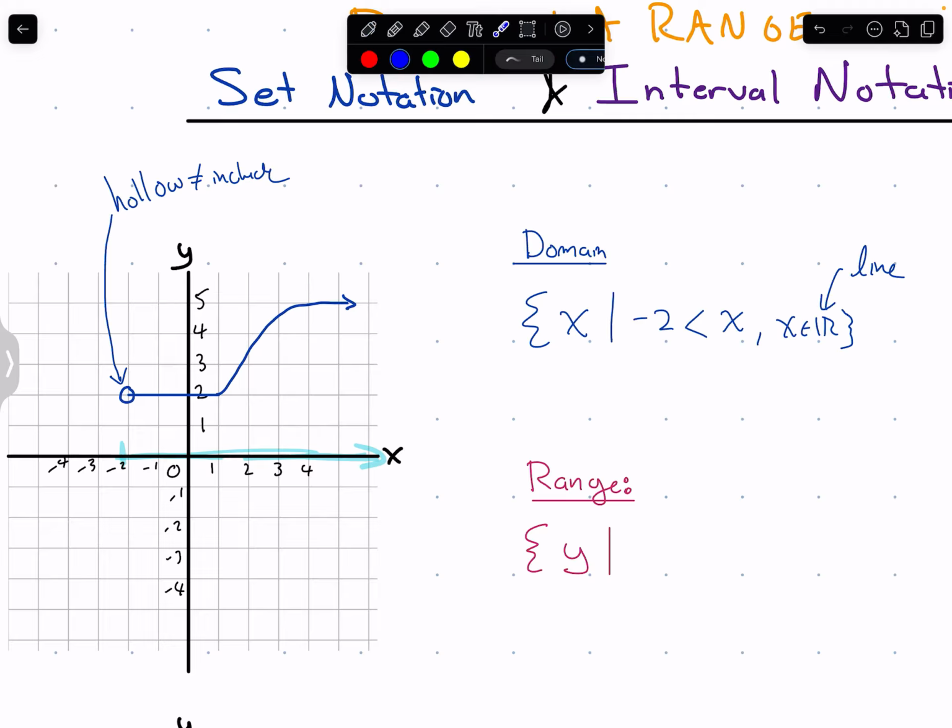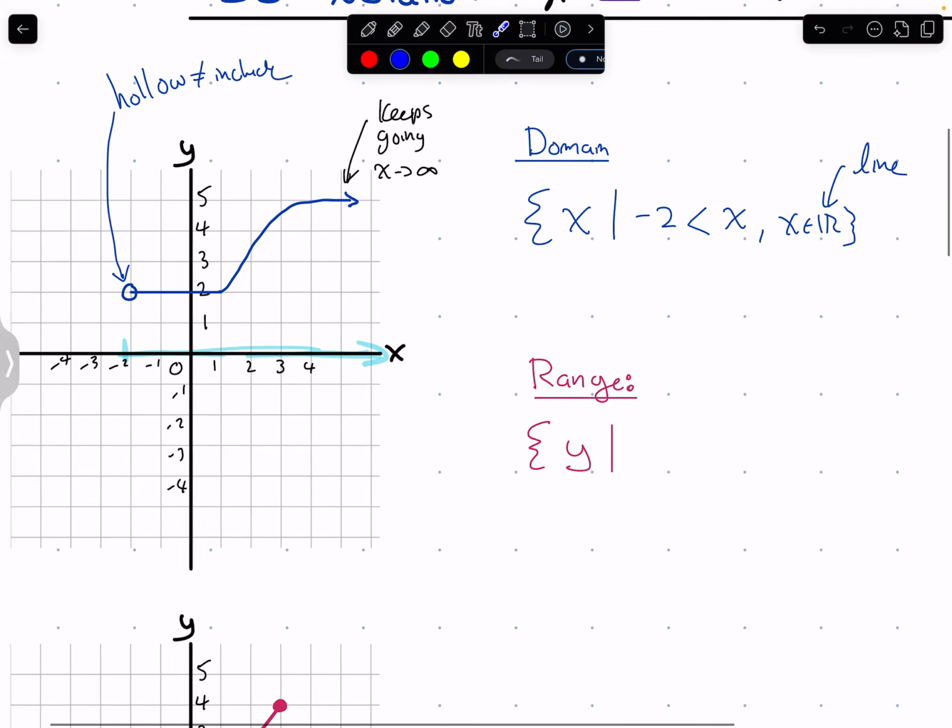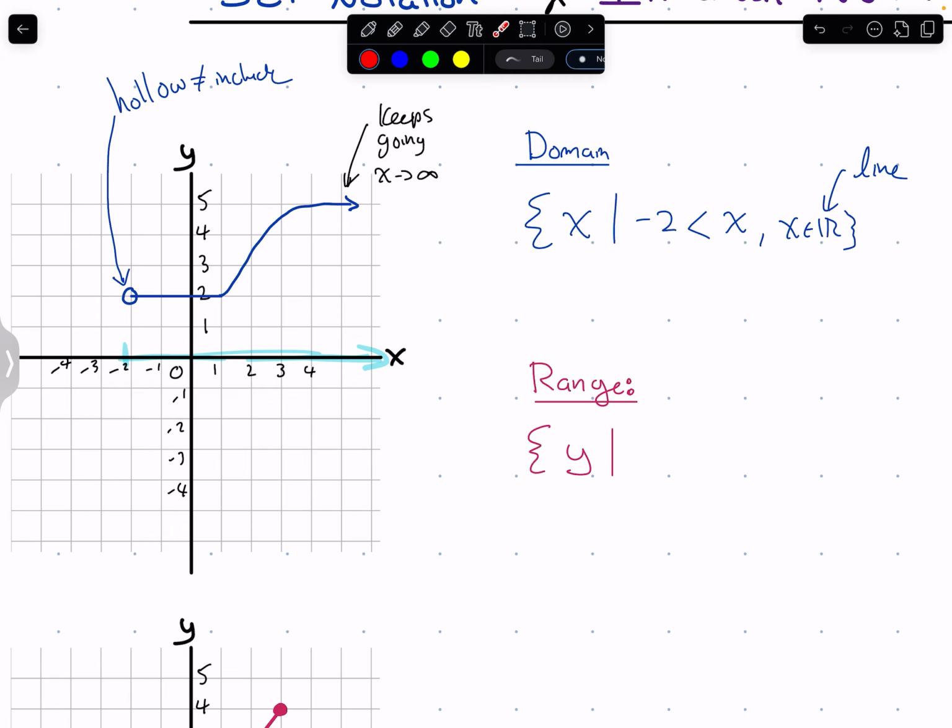Notice there is no upper bound on my x value here because the graph keeps going. So the arrow means it keeps going, which means x goes to infinity. There's no highest value, so all I have to say is it's the real numbers greater than -2. And I'm done. For my range, I now have to look at my y values here on my graph.